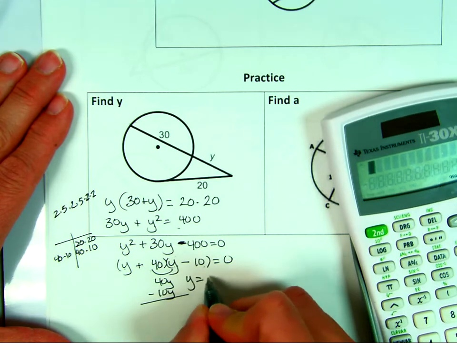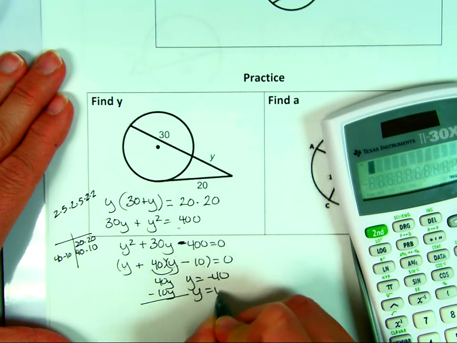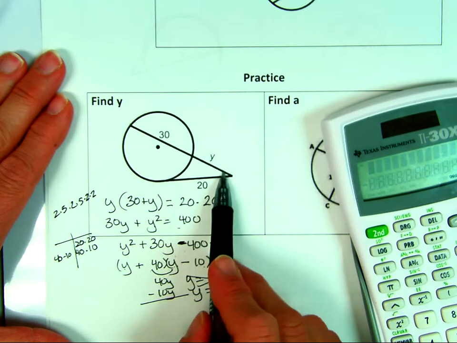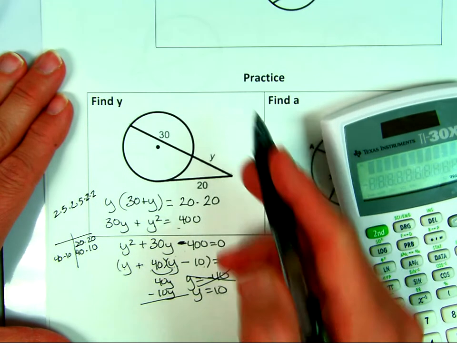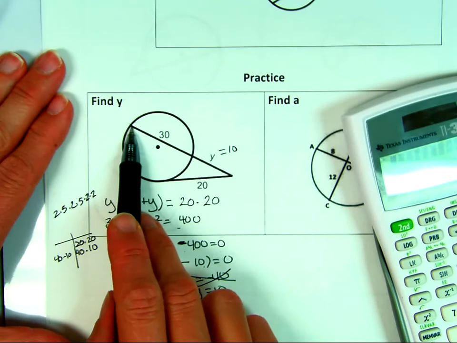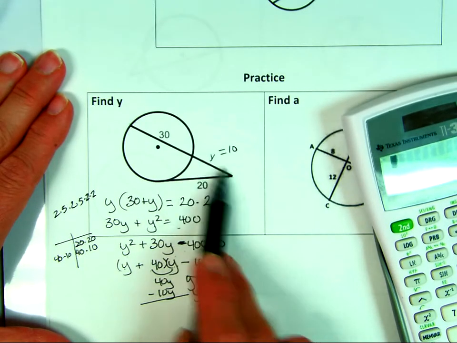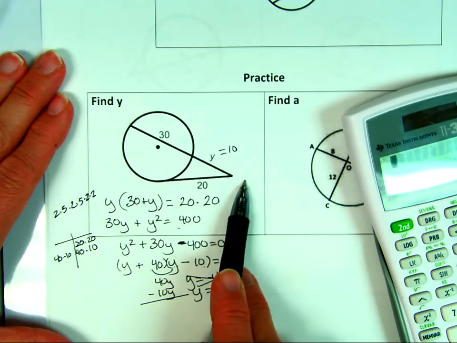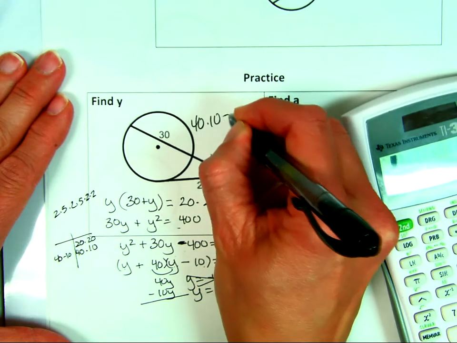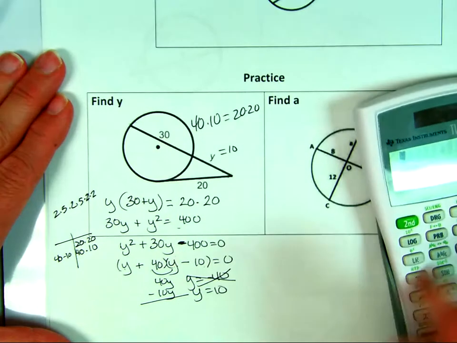So then I say, well, what are the two answers? Well, my two answers are negative 40 and 10, and I can eliminate the negative 40 because this little piece can't be negative 40 long. So now I know that this piece is 10. And then I can check again. Does 40 times 10, so the whole thing is 30 plus 10, which is 40, times the outside part, does 40 times 10 equal 20 times 20? And the answer is yes, 400 equals 400.